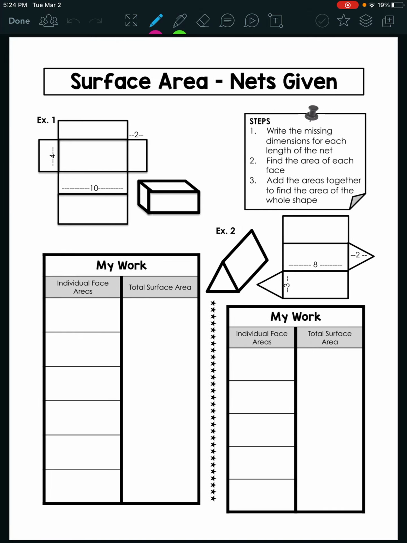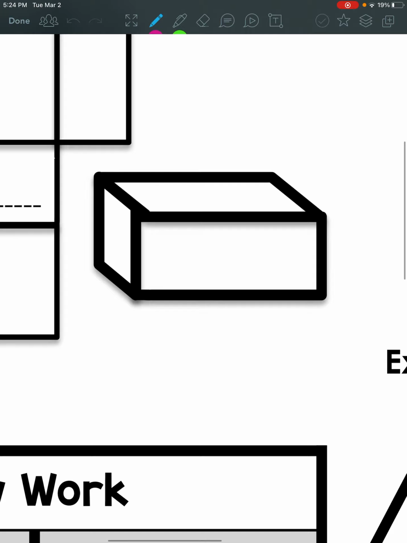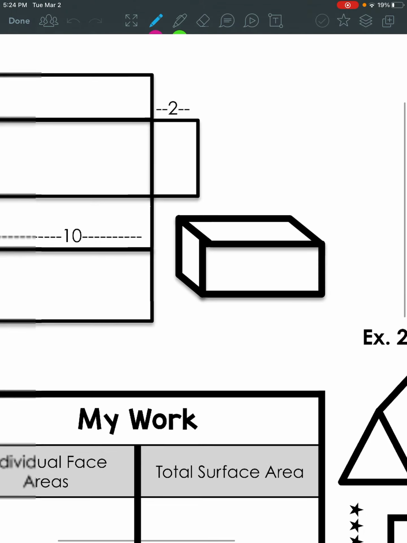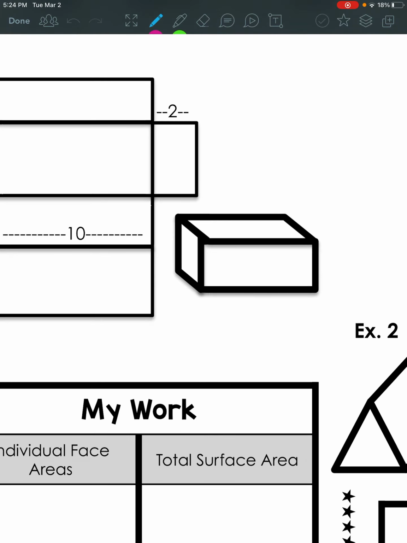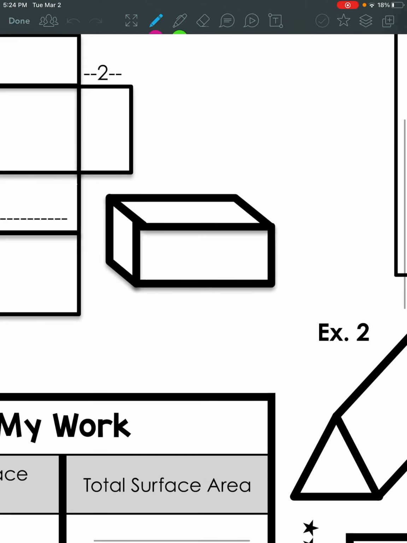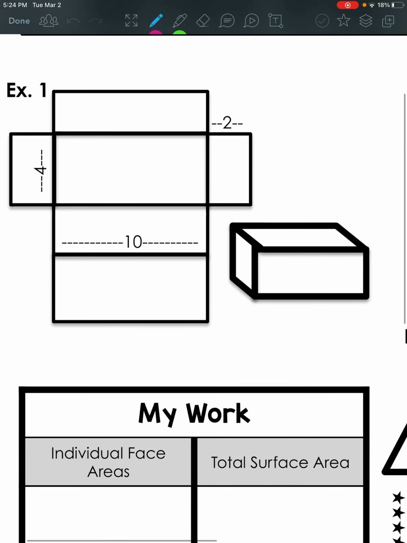So what in the world is a net? First of all, when we're finding surface area, we're going to be working with three-dimensional shapes. Think of a box of cereal that you have in your pantry, a box of Cheez-Its, anything in a rectangular shape that's three-dimensional. That's what we're going to be finding the surface area of.